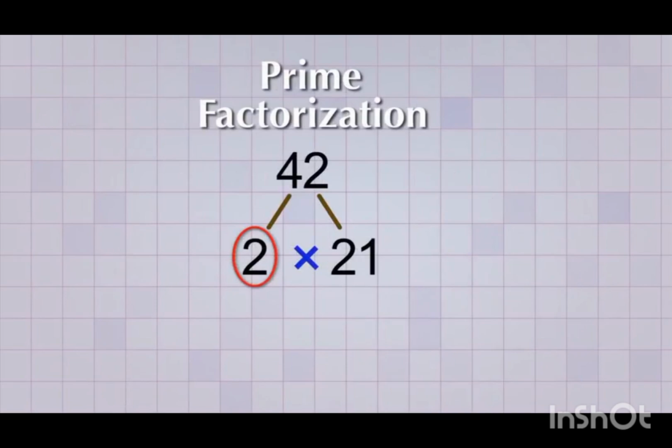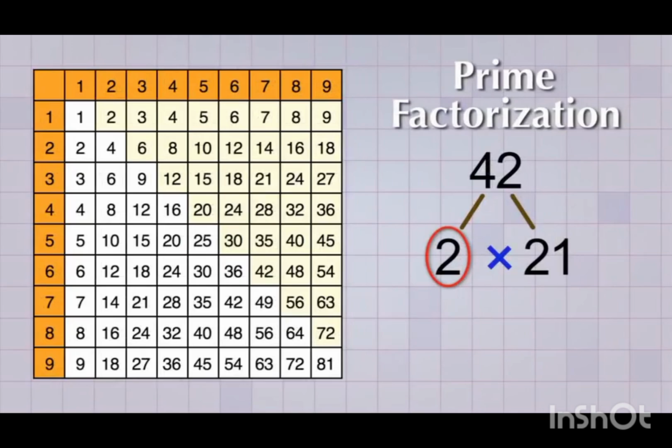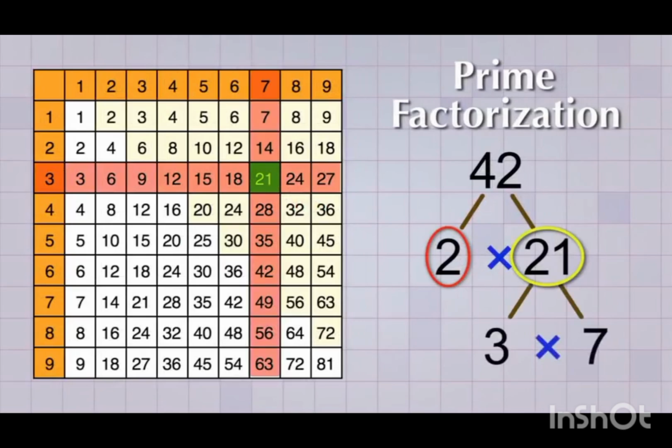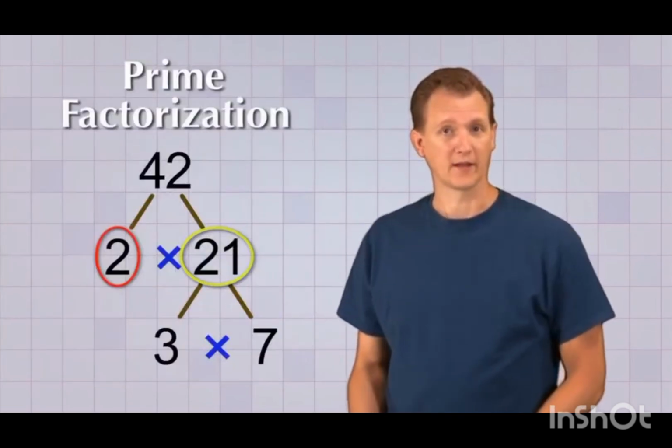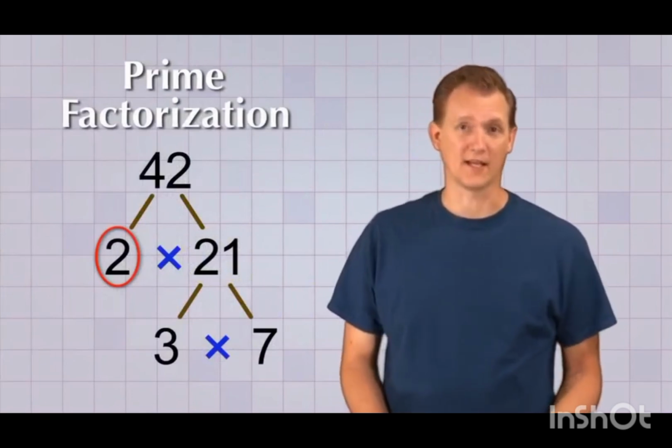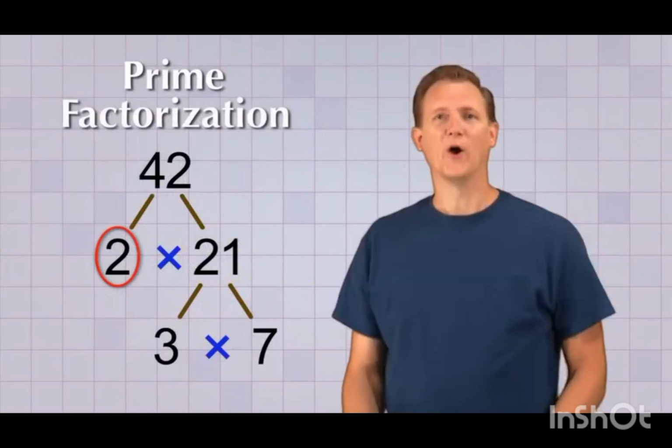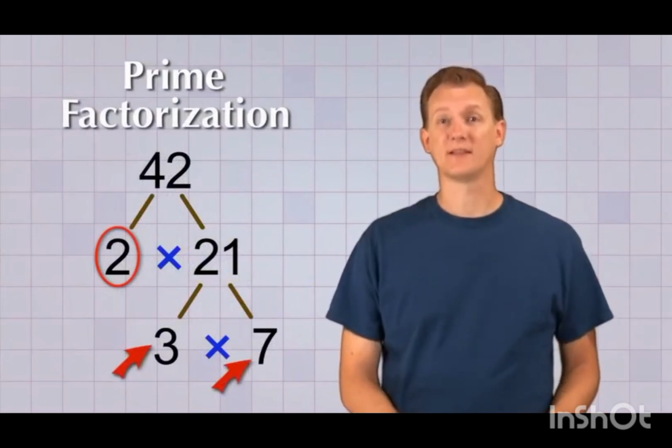Okay, 2 is prime, so we can't factor it anymore. But what about 21? Well, if you've memorized your multiplication table, you might recognize that 21 is one of the answers on it. You can get 21 by multiplying 3 times 7, so we can factor 21 into 3 times 7. And if you didn't remember that, you could have just done some divisibility tests and you would have figured it out. Okay, so what about the 3 and 7?